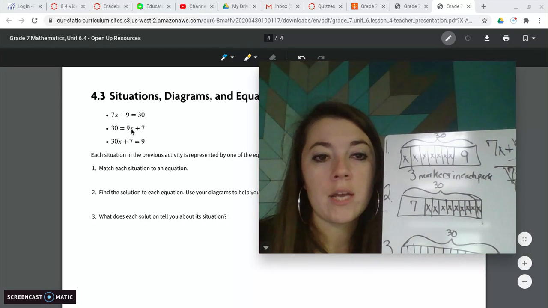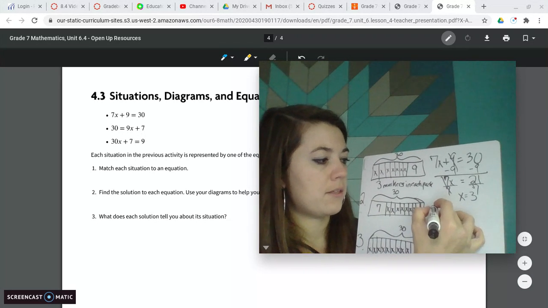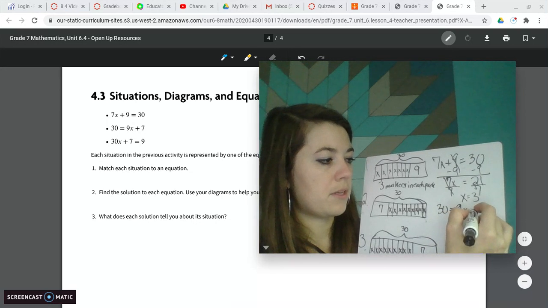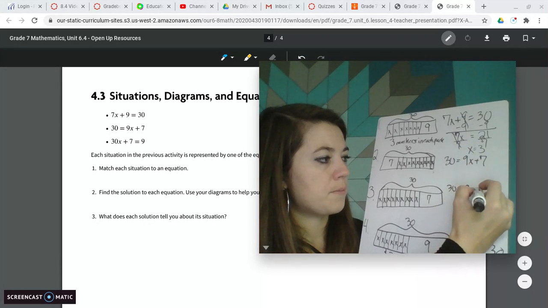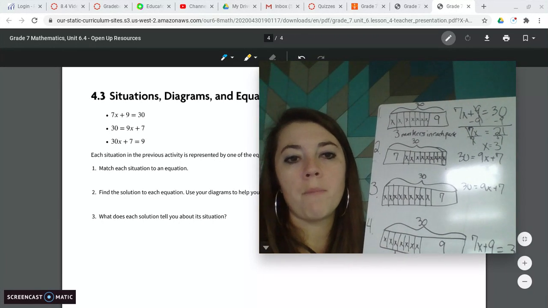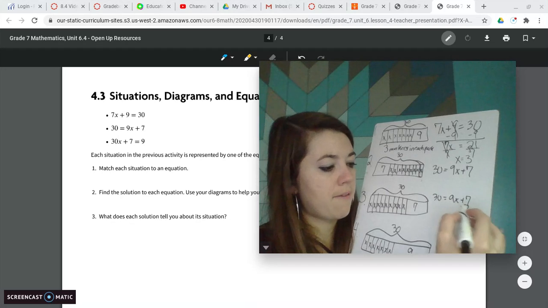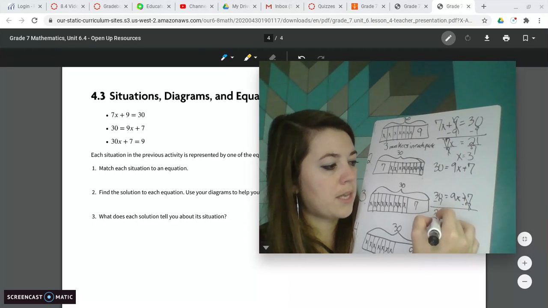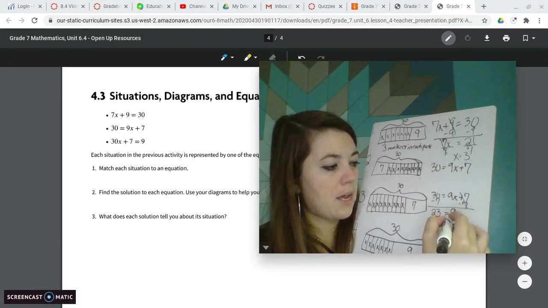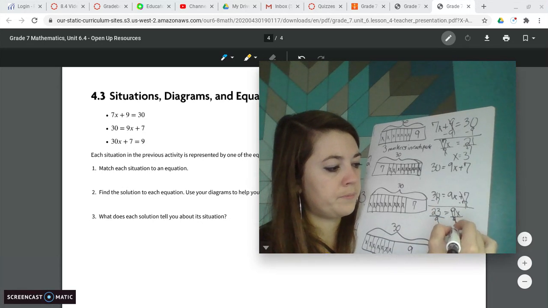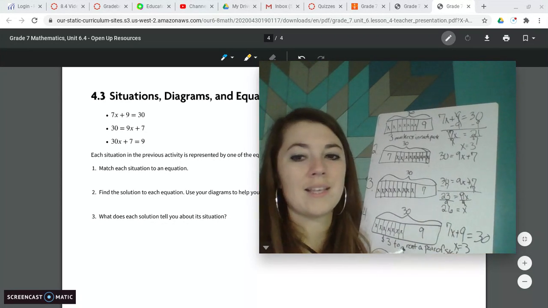All right, the next equation, 30 equals 9x plus 7. Well, here we have 30, we've got the 7, and we've got 9 x's. Do we have another one? We do indeed. 30 equals 9x plus 7. So situations 2 and 3 both are this second equation. So let's go ahead and solve this. We subtract 7. We're going to get 23 equals 9x. Divide by 9. So x equals 23 divided by 9, which is about 2.6.